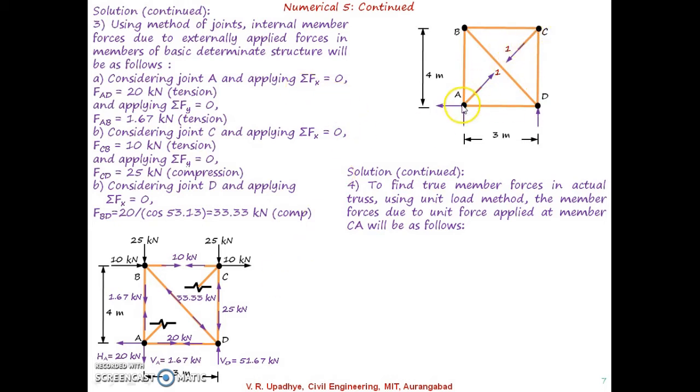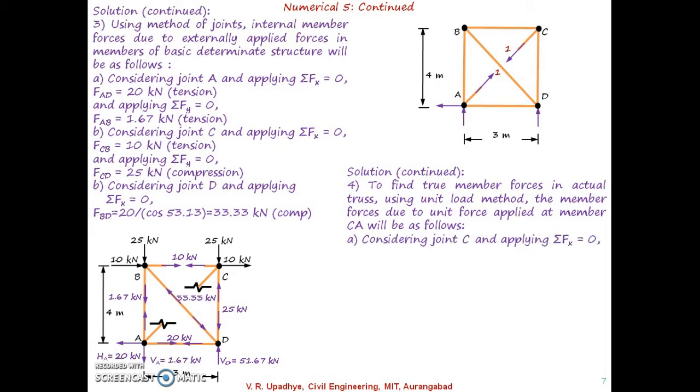So that member AC was removed to convert the given original structure into a basic determinate structure. And these internal member forces were calculated earlier in the basic determinate structure. But in the original structure, member AC is existing there. So now we'll be applying a unit force at that particular member, and again we'll be calculating the member forces due to that unit force.